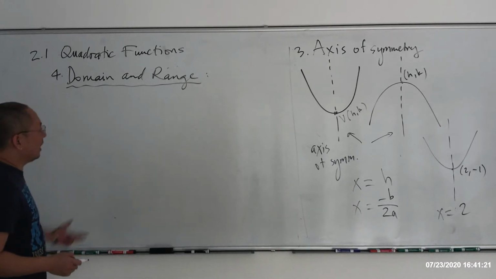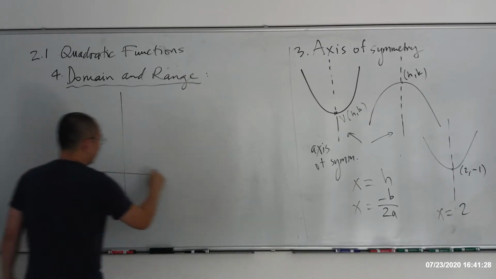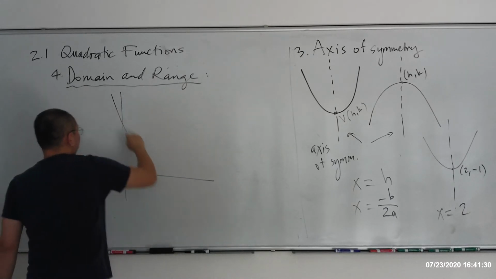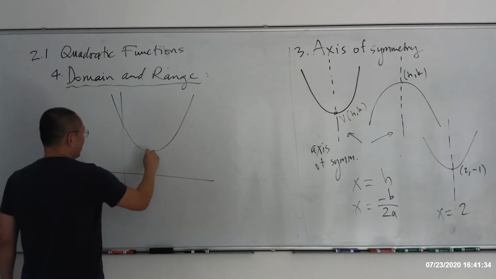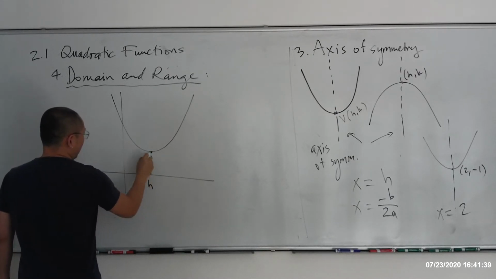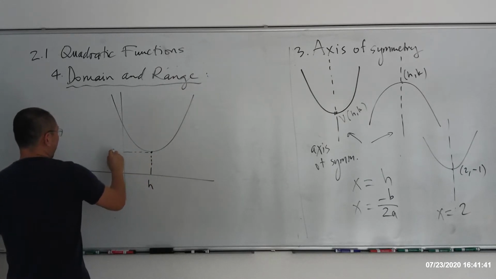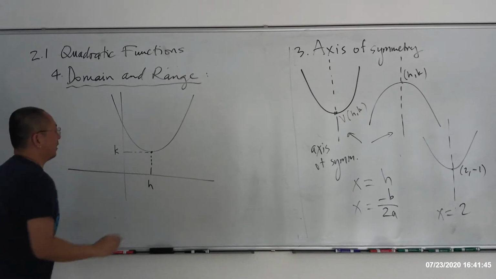So we're going to study the domain and the range of a function by observation. We're going to look at the graph. Say in general, I have a parabola, say upward, okay? So of course we learned this point already. This is the vertex, so its x coordinate is equal to h and y coordinate is equal to k, okay? Vertex right here, opening upward.